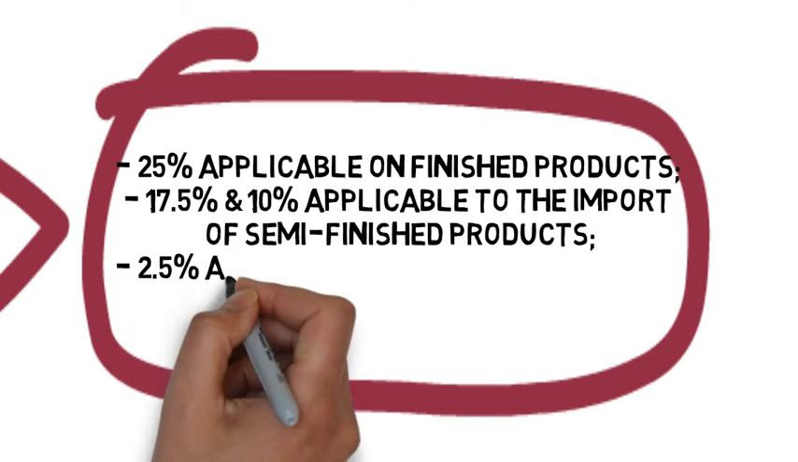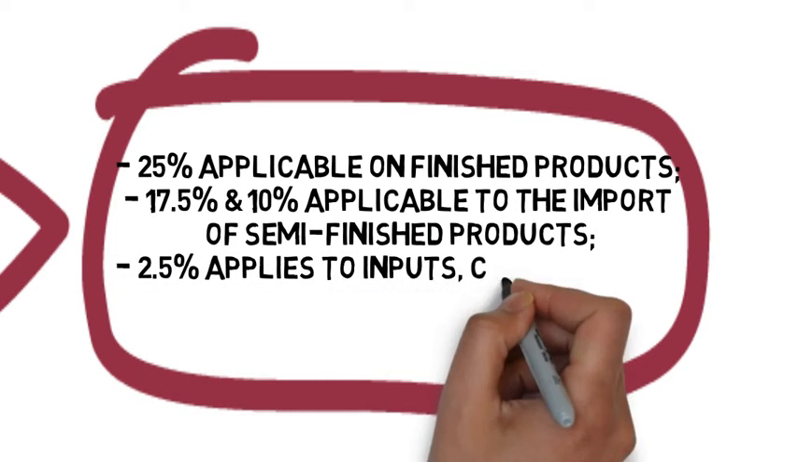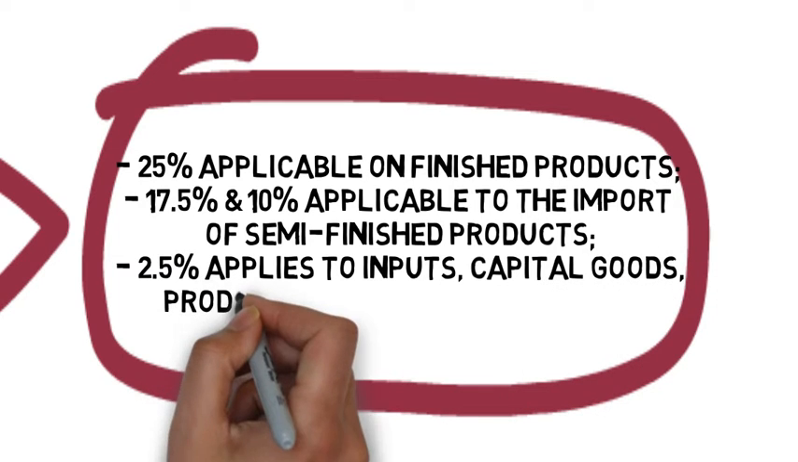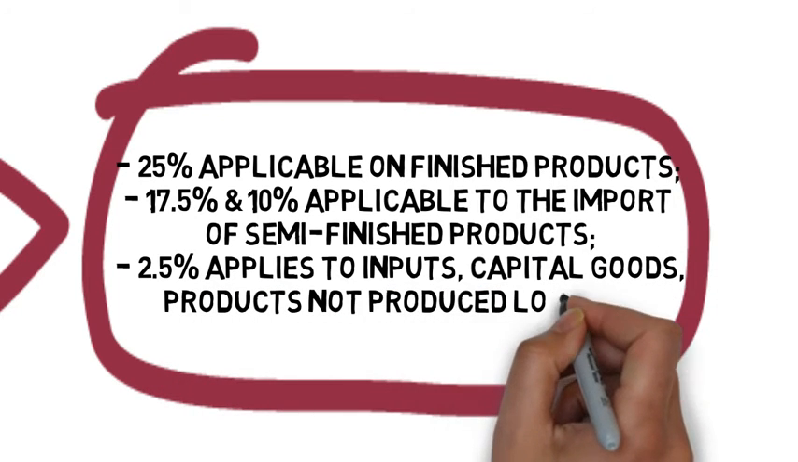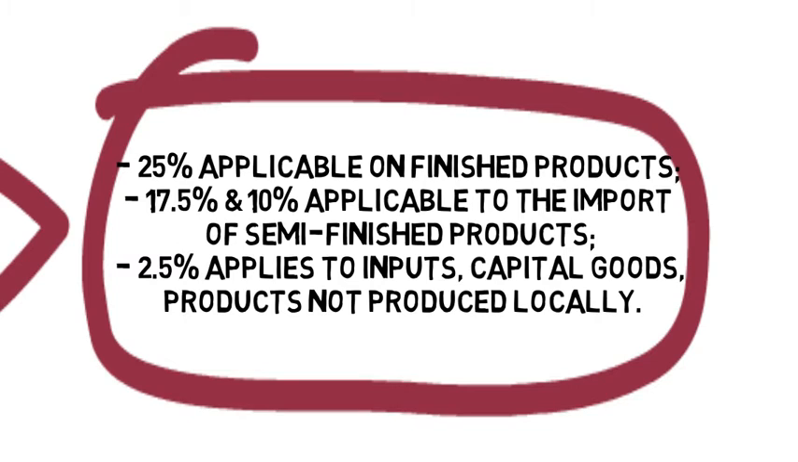A rate of 17.5%. This rate concerns imports of semi-finished products, such as vehicles and passenger cars. A rate of 10% on imports of semi-finished products, such as certain types of wood, fabrics and certain plastics. A rate of 2.5% applies to inputs, capital goods, chemicals, dismantled imported vehicles, textile yarns and non-locally produced pharmaceuticals.